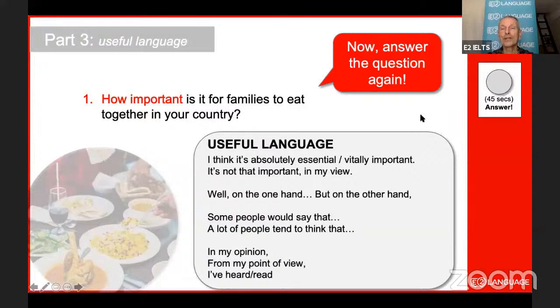How important is it, right, for families to eat together in your country? So now you're going to do it again. Now, see if you can use some of this useful language. You've already practiced it once, so you've got some ideas. Okay, you ready? So record yourself. Answer the question again.